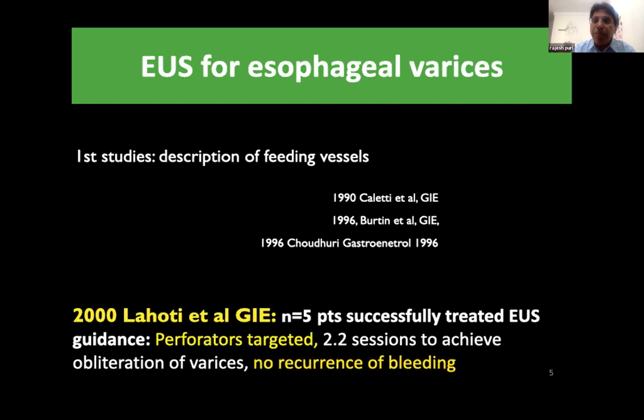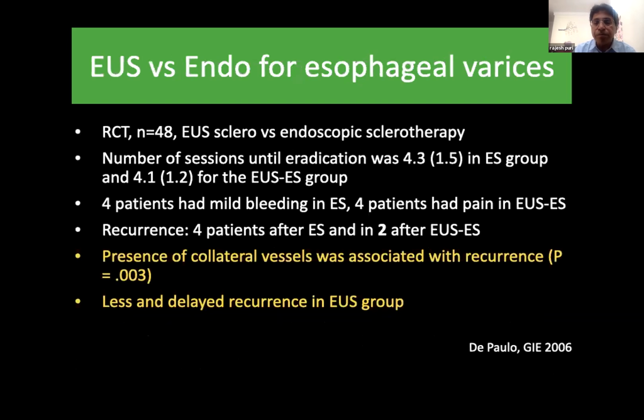So the first therapeutic EUS-guided vascular intervention came in 2000 by Lahoti in GI Endoscopy, where in 5 patients the perforator was targeted, and they showed that there was no recurrence of bleeding in that group.